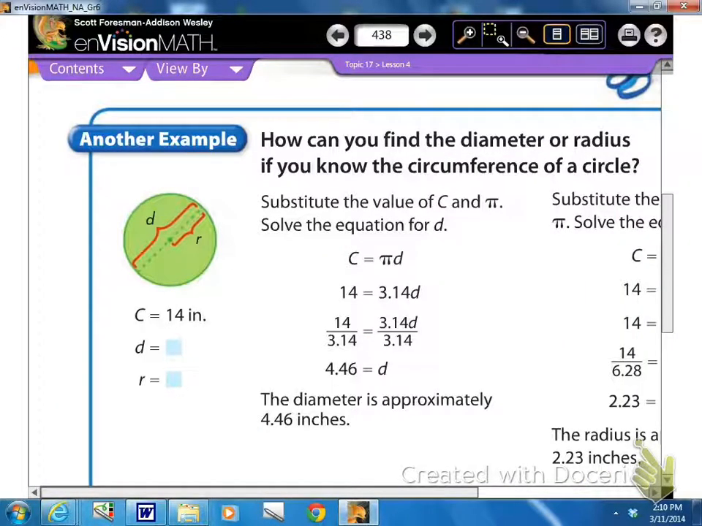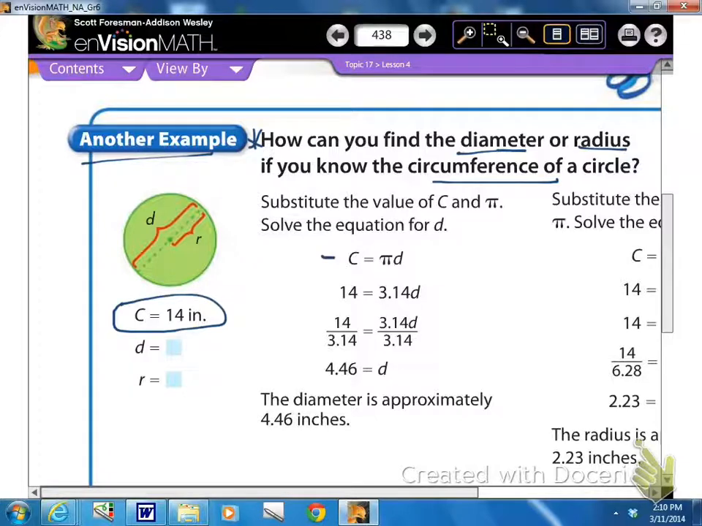Alright, let's look back on 438 at another example, and sometimes they're going to ask you to work backwards, like in this case. How can you find the diameter or the radius of a circle if you know the circumference? So remember, always write your formula so you can plug in your numbers to see what you're getting. In this case, they give you circumference is 14 inches.